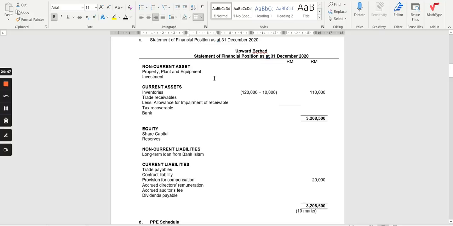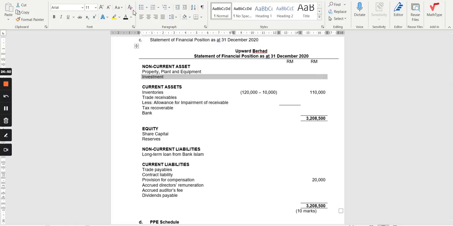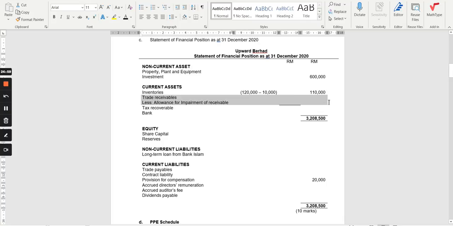I will do the PPE last. I will start with the simple things first. Investment, no changes. Just pick up the trade receivable. You need to go and include those adjustments that you have done.